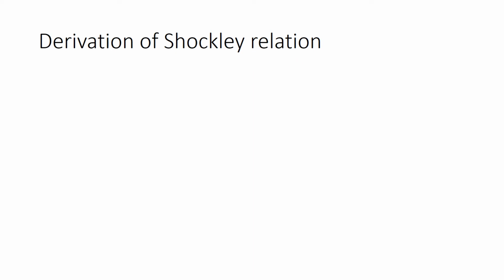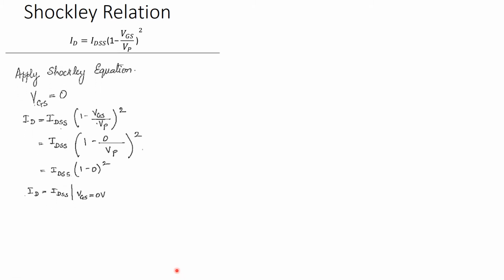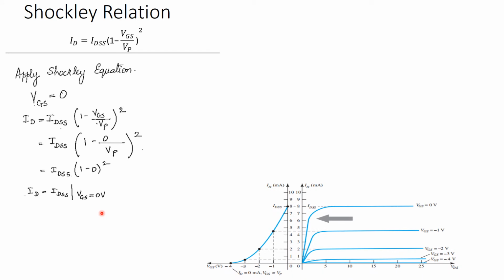So derivation of Shockley relation, next slide. Shockley relation is given by ID is equal to IDSS into 1 minus VGS by VP, whole square. So apply the condition when VGS is equal to 0, ID is equal to IDSS. Fine. This is one point. So coming to the output characteristics or the transfer characteristic, when VGS is 0 volts, IDSS is maximum. So in our present case it is 8 milliamperes.